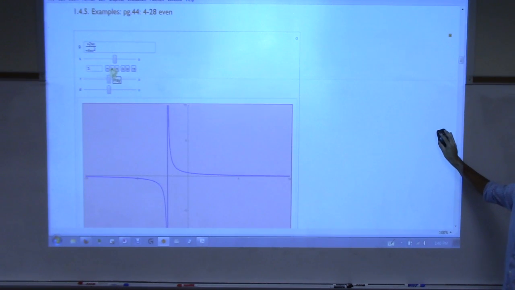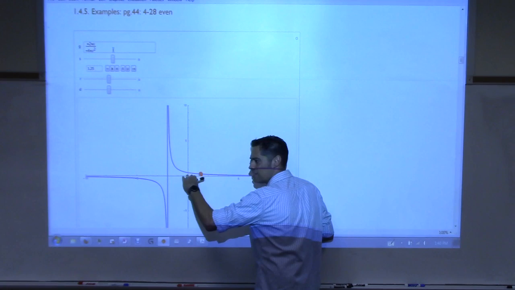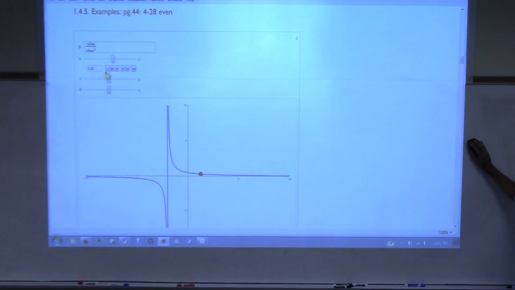That's because you can't plug 2 in. But if I go just to the left of it, you can see that it is approaching something, right? And that value that it's approaching is exactly 1/4 high. That's how tall it is. And probably, there we go. Zoomed in a little bit more for you there. Let me zoom in a little bit.